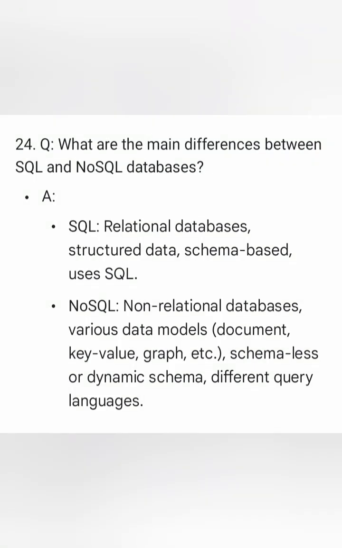24. Q. What are the main differences between SQL and NoSQL databases? A. SQL. Relational databases, structured data, schema-based, uses SQL. NoSQL. Non-relational databases, various data models: document, key-value, graph, etc., schemaless or dynamic schema, different query languages.